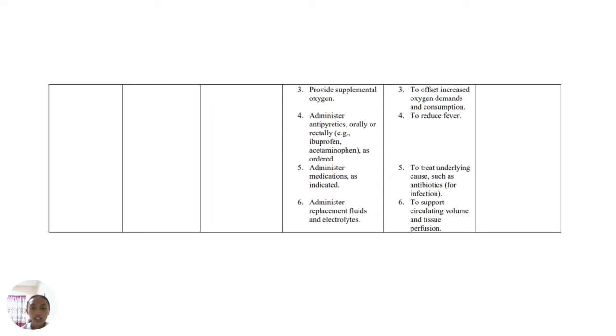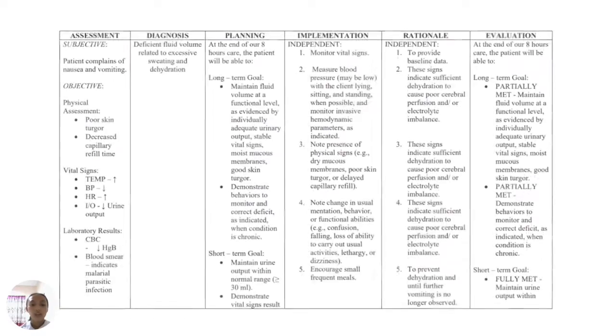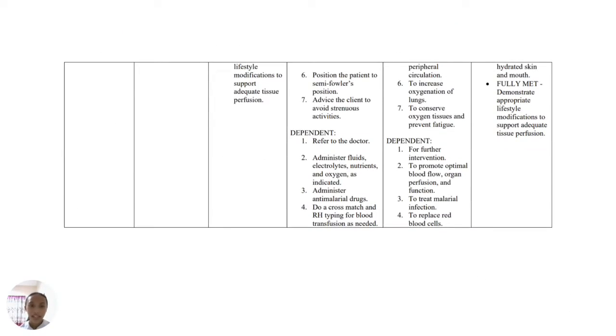Administer medications as indicated to treat the underlying cause, such as antibiotics for infection, the anti-malarial drugs, and administer replacement fluids and electrolytes to support circulating volume and tissue perfusion. So that's it for our nursing care plan.